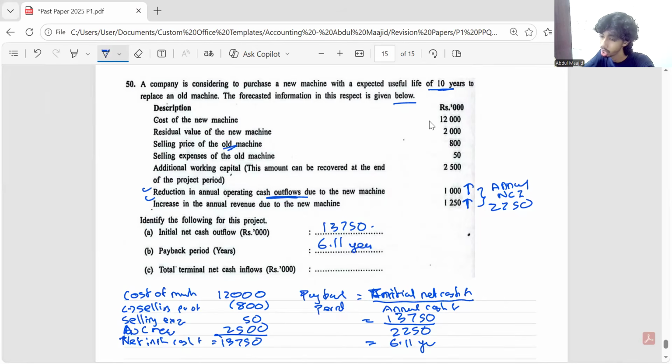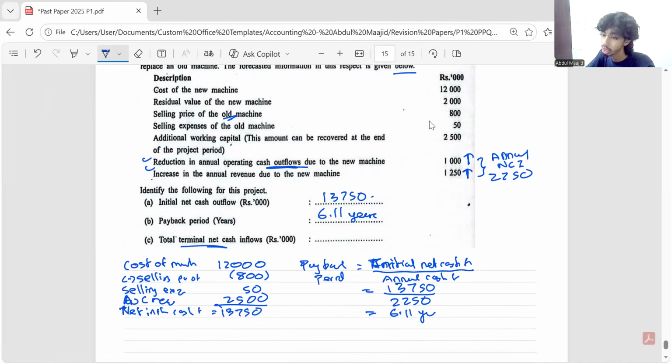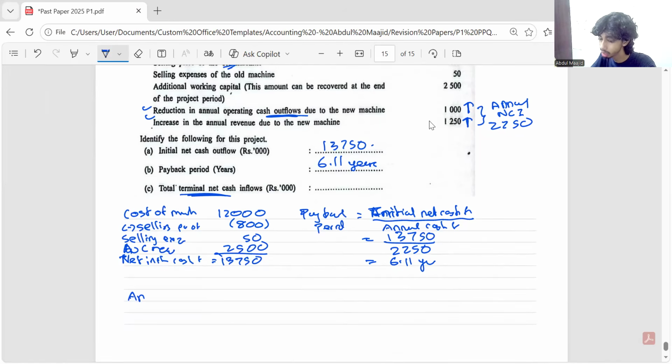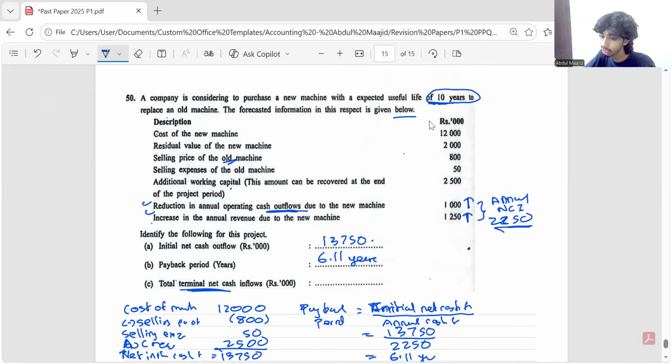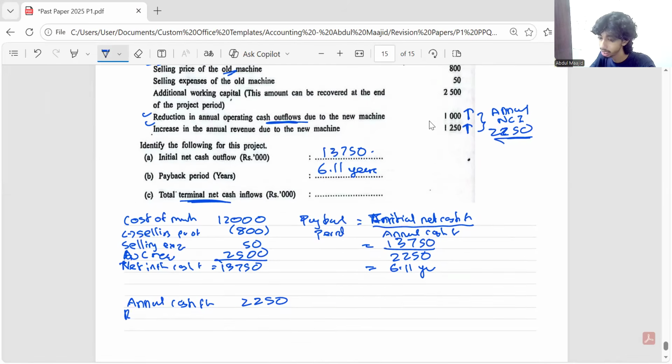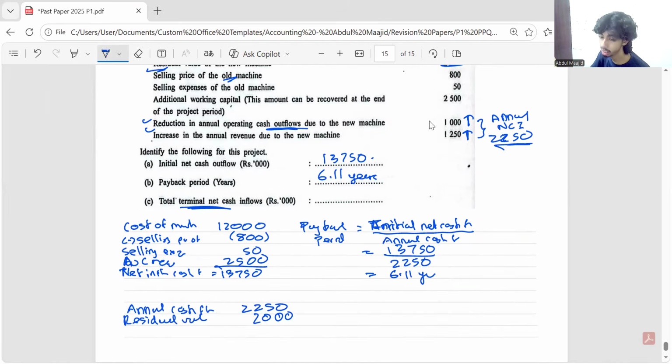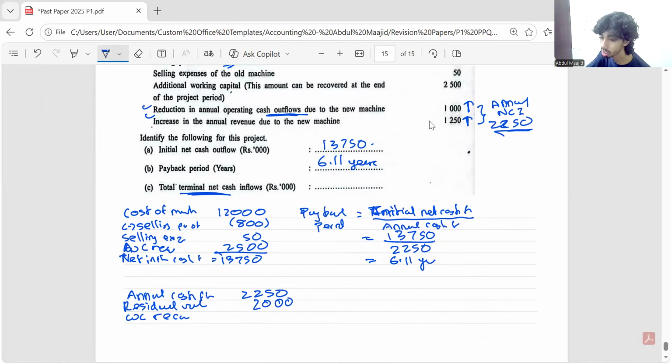6.11 years. Then total terminal cash flow. So terminal net cash flow means they are asking what is the total cash flow of year 10, the last year. So in the last year, you will get the annual cash flow of 2,250. Apart from that, you will be getting the residual value of the asset at the end of 10 years. The residual value of the asset is 2,000, and also this working capital amount can be recovered at the end of the project. So working capital recovery 2,500.